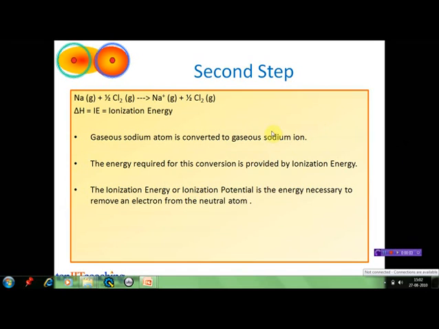In the second step, gaseous sodium atom is converted to gaseous sodium ion. The ionization energy or the ionization potential energy is required for this process. We can define the ionization energy as the energy required to remove an electron from the neutral atom.